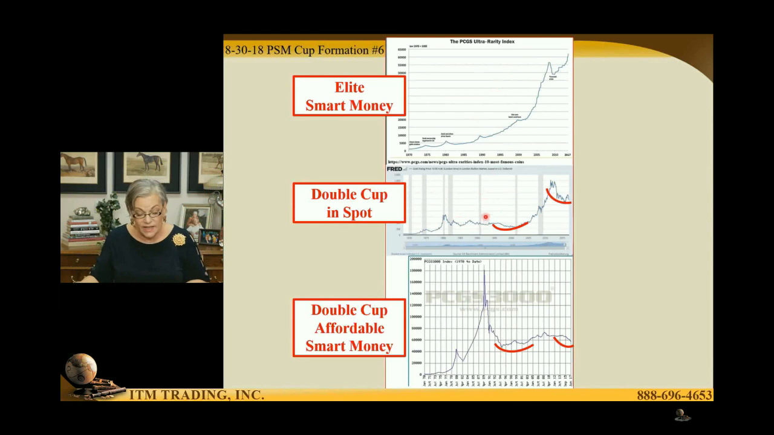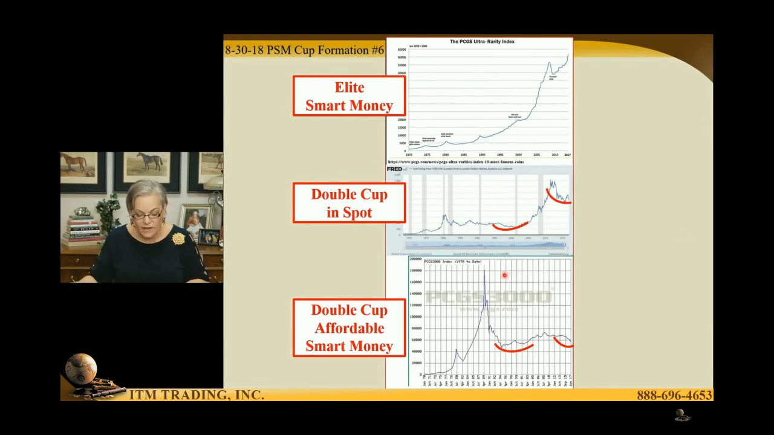And what we see here is an accumulation pattern, in fact, a double cup, which frankly, in my career, looking at all of the other graphs on the fiat markets, I've never seen before. This is powerful. This is telling you what the smart money is doing. They're accumulating at a bargain level.